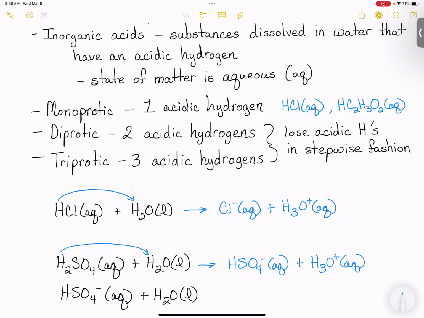Now, H2SO4 has two acidic hydrogens. So it loses its acidic hydrogens in a stepwise fashion, meaning we are going to lose one at a time. So we lost only one of the acidic hydrogens in the first reaction. Now the second reaction can occur and a second acidic hydrogen can be donated to form SO4 2 minus and a second hydronium.